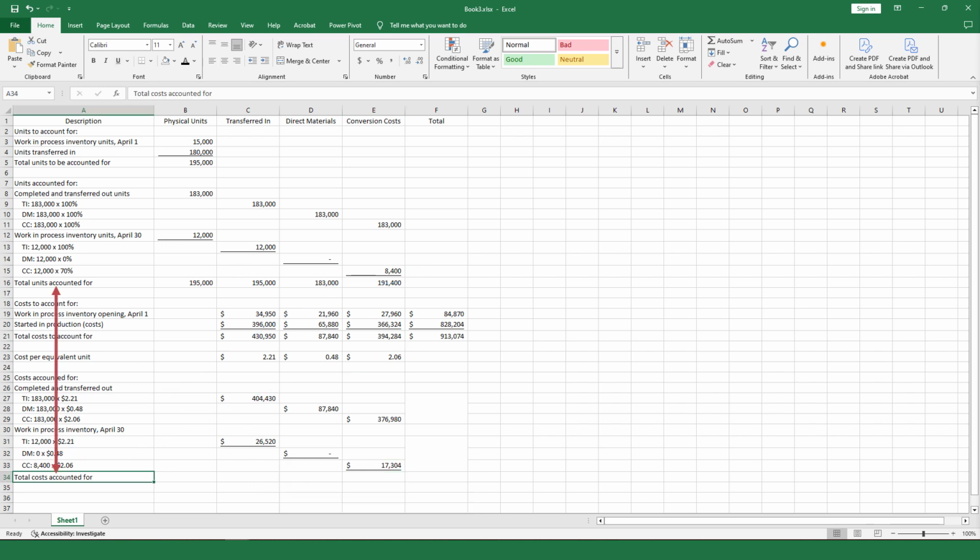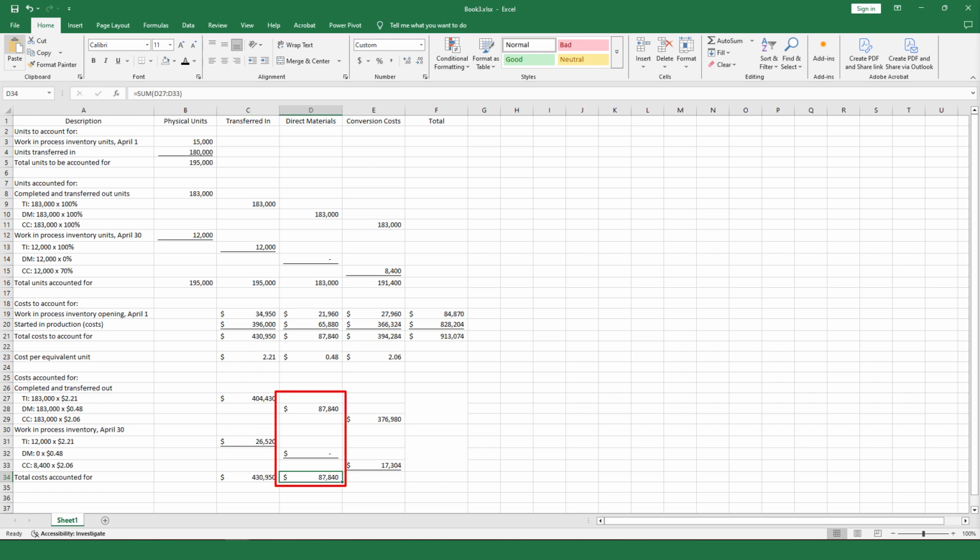We now determine the total costs accounted for, similar to when we determined the total units accounted for. For column C, transferred in, $404,430 plus $26,520 is equal to $430,950. Notice something important? This is identical to the total cost to account for. In fact, if these two numbers are different, you've done something wrong.